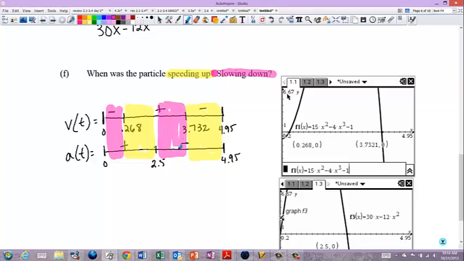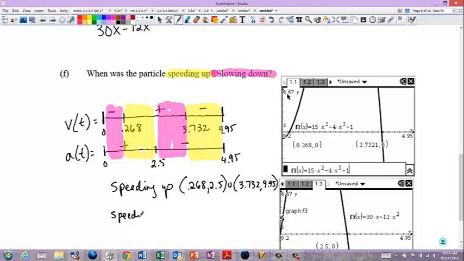And I think some of the problems here were where you were including that infinity. Speeding up was 0.268 to 2.5 and 3.732 to 4.95. Not to infinity, that was your mistake. I was finished with my thought. Slowing down, wow, speeding down. You know what I mean. 0 to 0.268 and from 2.5 to 3.732.